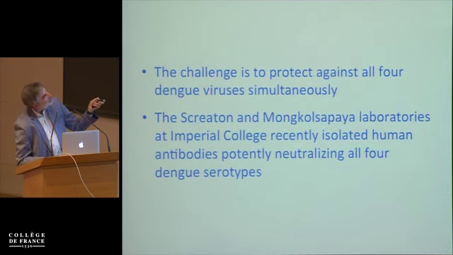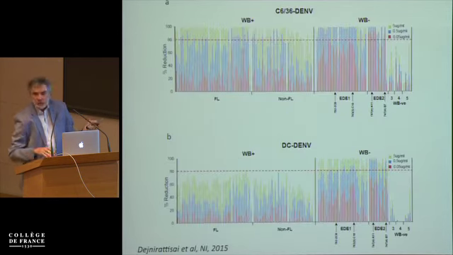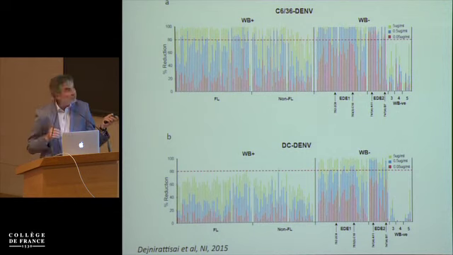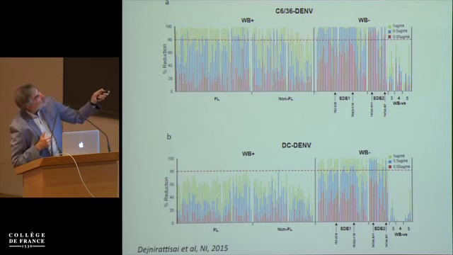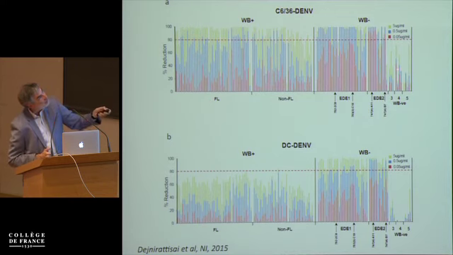So the challenge is to protect simultaneously against all 4 dengue serotypes. And here is where my collaborators, Gavin Screaton and Juthathip Mongkolsapaya at Imperial College, were able to isolate antibodies from 7 different patients. So they isolated 150 antibodies. Here, each line corresponds to one different monoclonal antibody that they isolated.